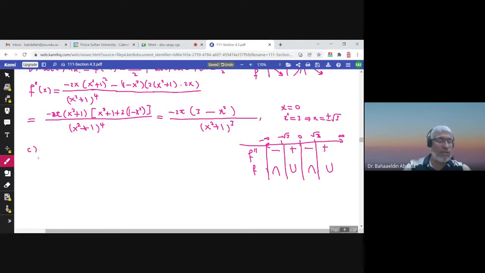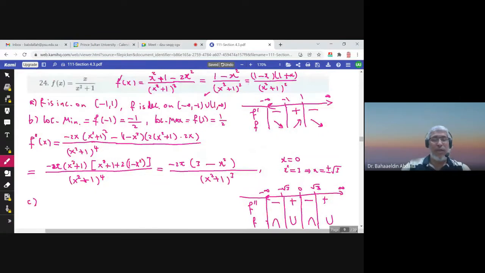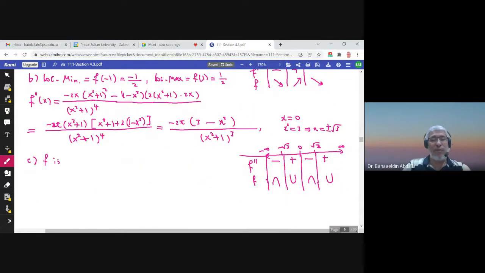So now part C, f is concave up on negative square root of 3 to 0, union square root of 3 to infinity. And it is concave down from negative infinity to negative square root of 3, union 0 to square root of 3.